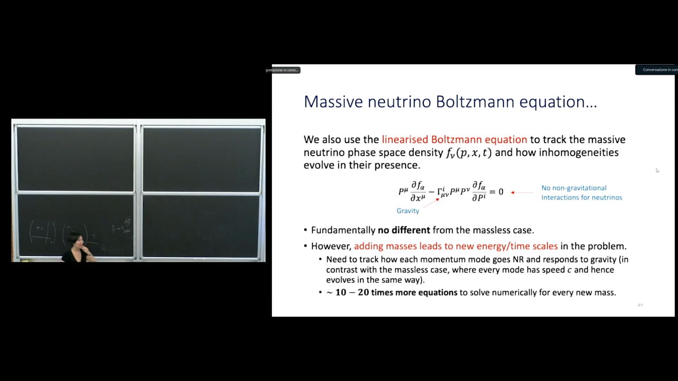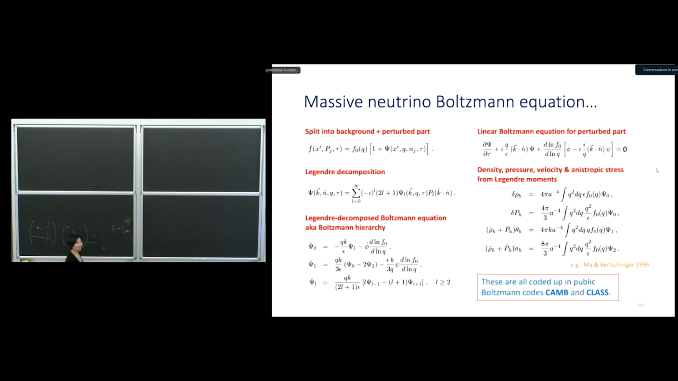So next time you read a cosmology paper and wonder, why don't they look at the full mass hierarchy? That's the reason. It takes so much more time to do 3 different masses compared with just 1 mass, or compared with no mass at all. Okay?